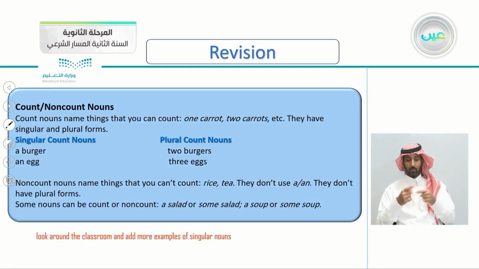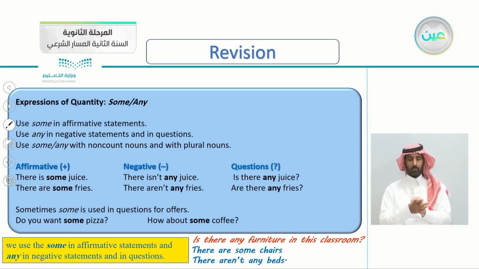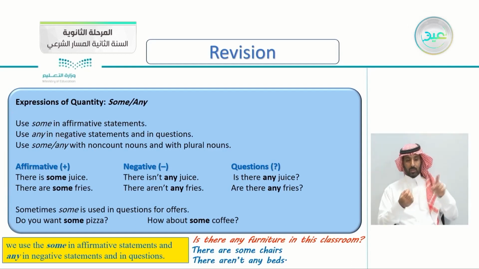So if you remember, in our previous lesson, we took the count and non-count nouns, the singular and the plural. This is the count. We add the S, and the non-count, we can't count, like all liquids, for example, tea, and for example here, rice. We took the expressions of quantity, some and any. Some, if you remember, comes with affirmative statements. Any comes with negatives and questions, of course.